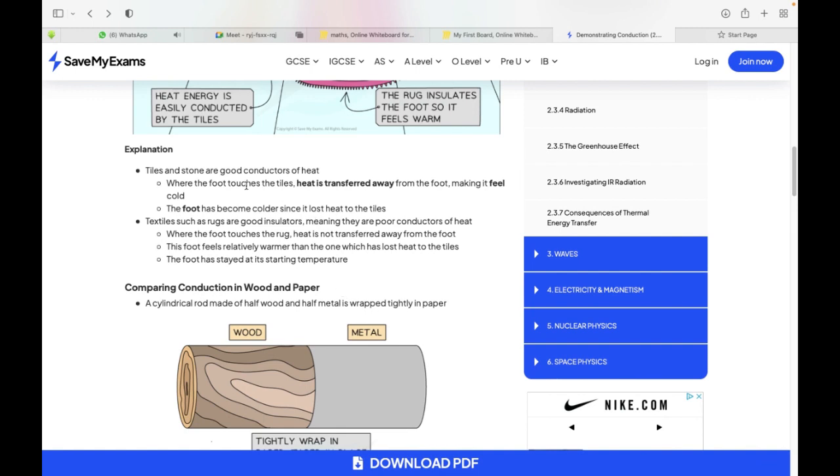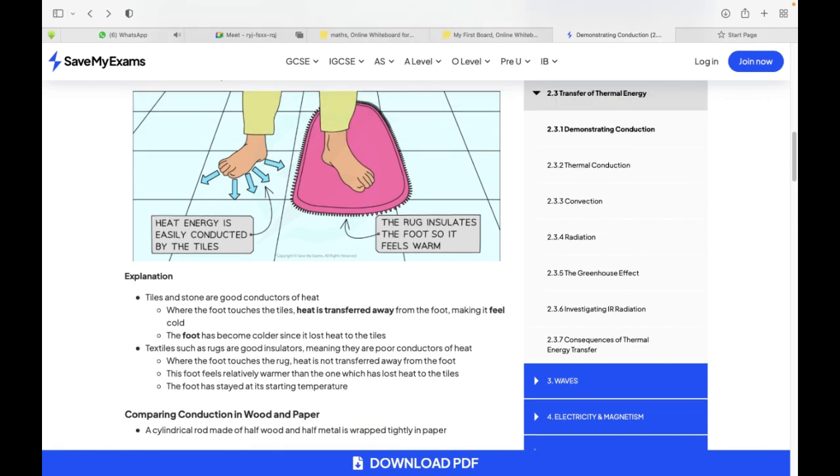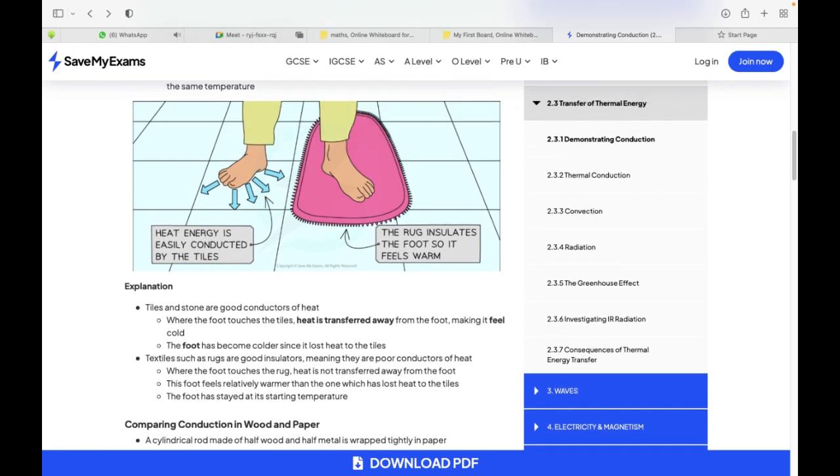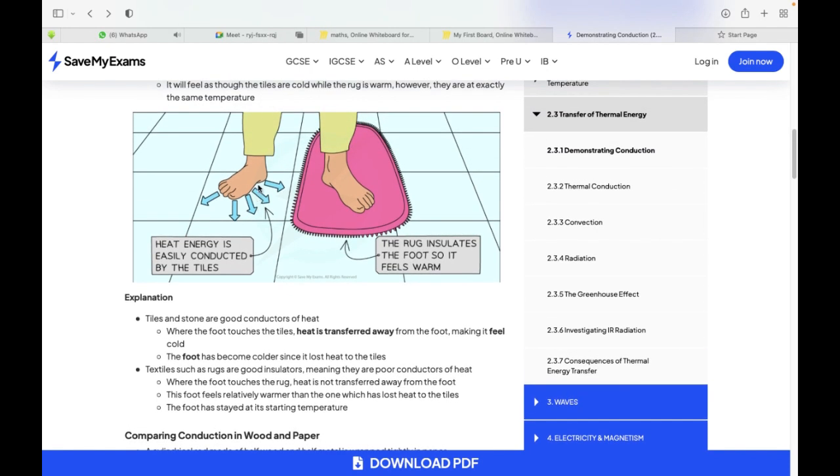Tiles and stones are good conductors of heat, because they are ceramic. Tiles and stones, they are what? Good conductors of heat. So when the foot touches the tiles, heat is transferred away from the foot, making it feel cold. Whenever you can see with the arrow, heat is transferred away from the foot to the tiles. So once heat leaves a surface, then the surface will feel cold.